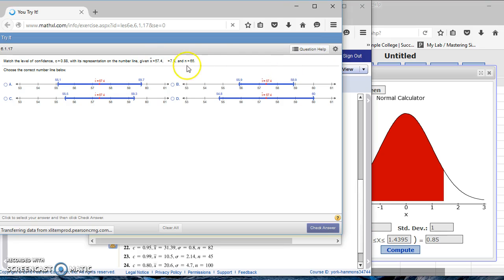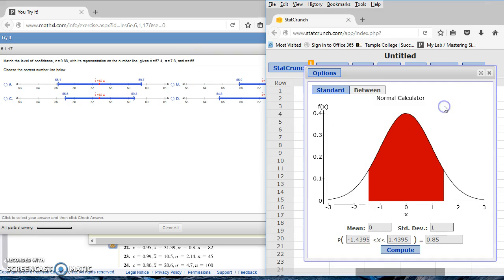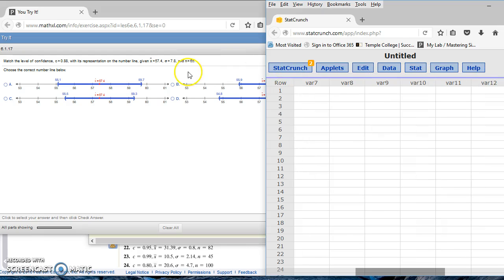And so if you look at this problem, it'll say match the level of confidence C equal 0.88 with its representation on the number line given that X bar, the mean, is 57.4, the standard deviation is 7.8, and N is 65. So we can use the normal calculator. We have a sample size that's bigger than 30. We know the standard deviation of the population, so I can find the interval that matches this.